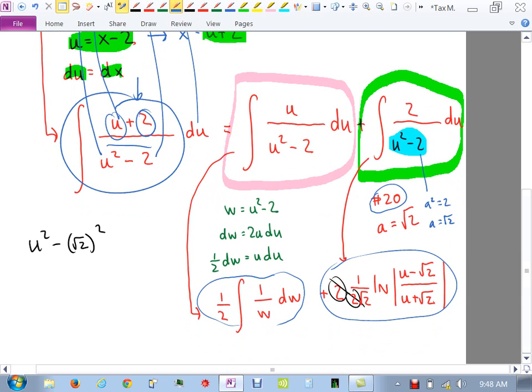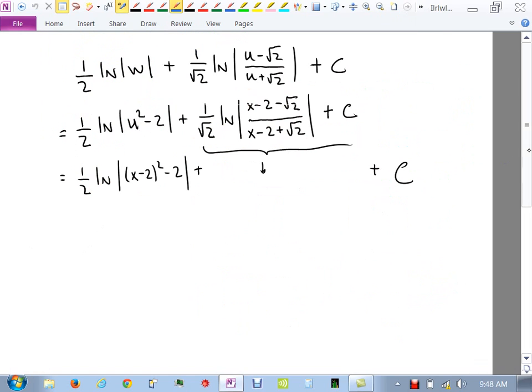And then on the next page, I replaced w with u squared minus 2. And then I replaced u with this up here, x plus 2. Or sorry, x minus 2. So I do that on the next page. So here's my w becomes that, and then my u becomes that. Here my u, and then my u. And that's it. So that's how we deal with that integral.